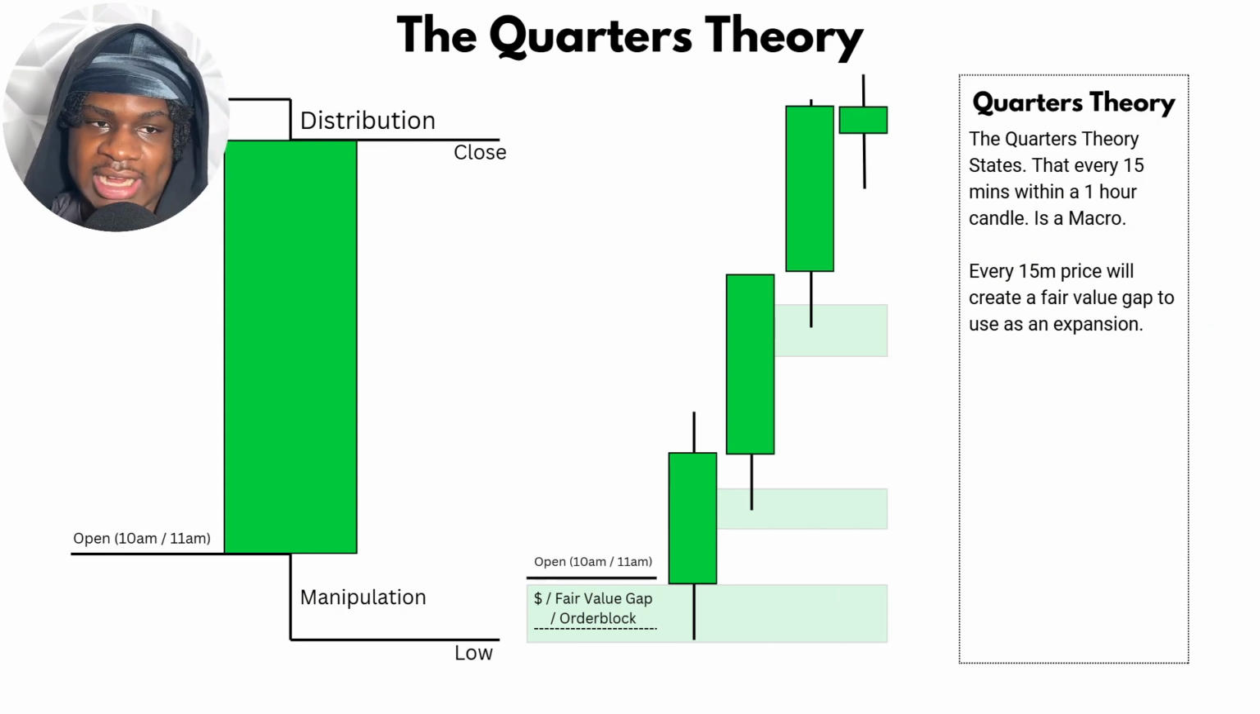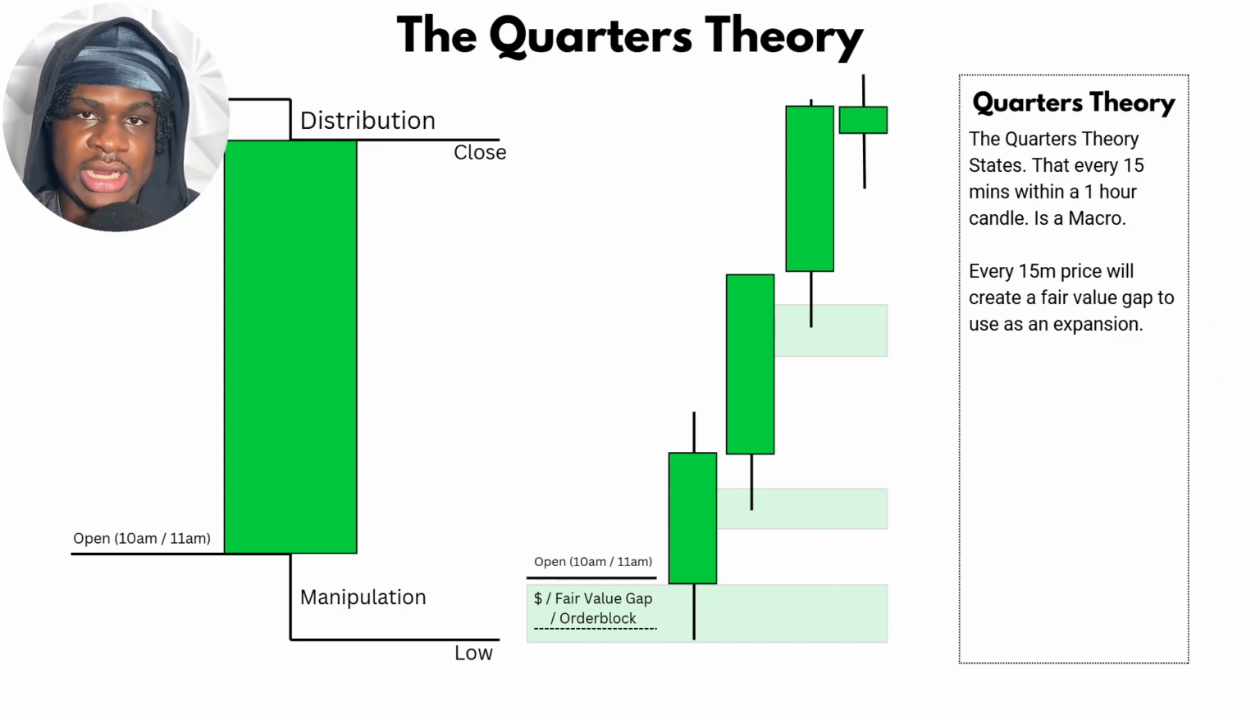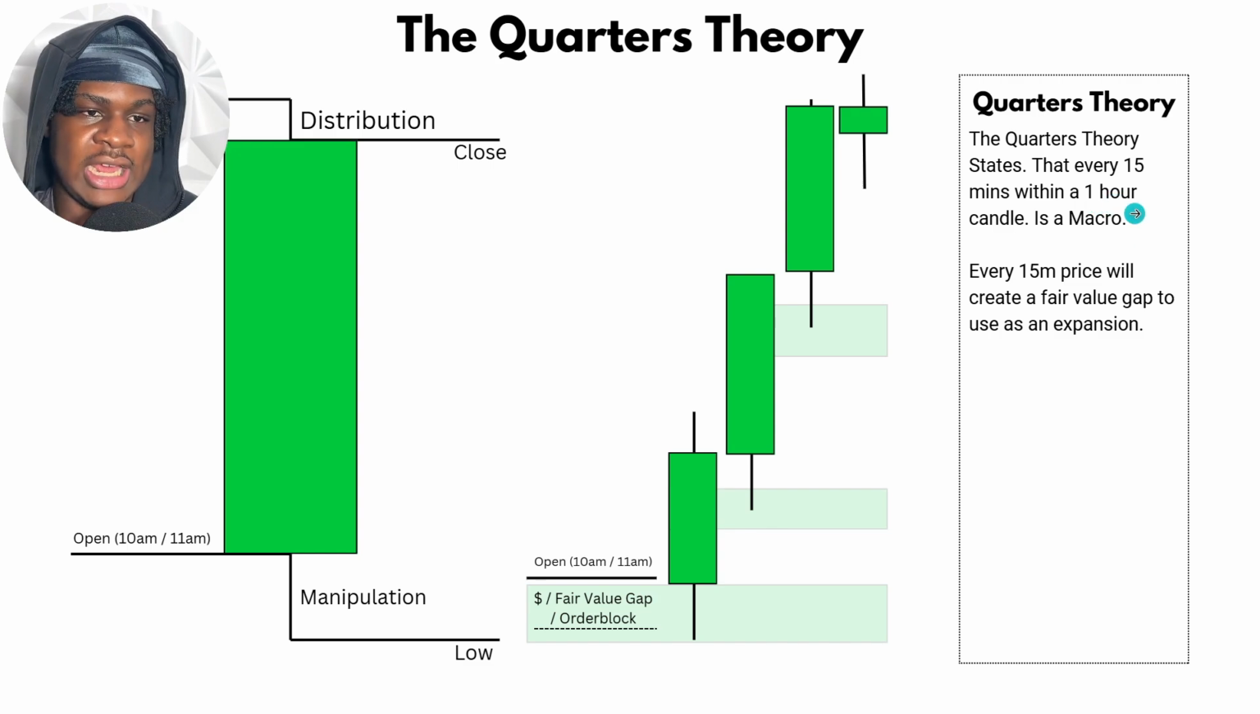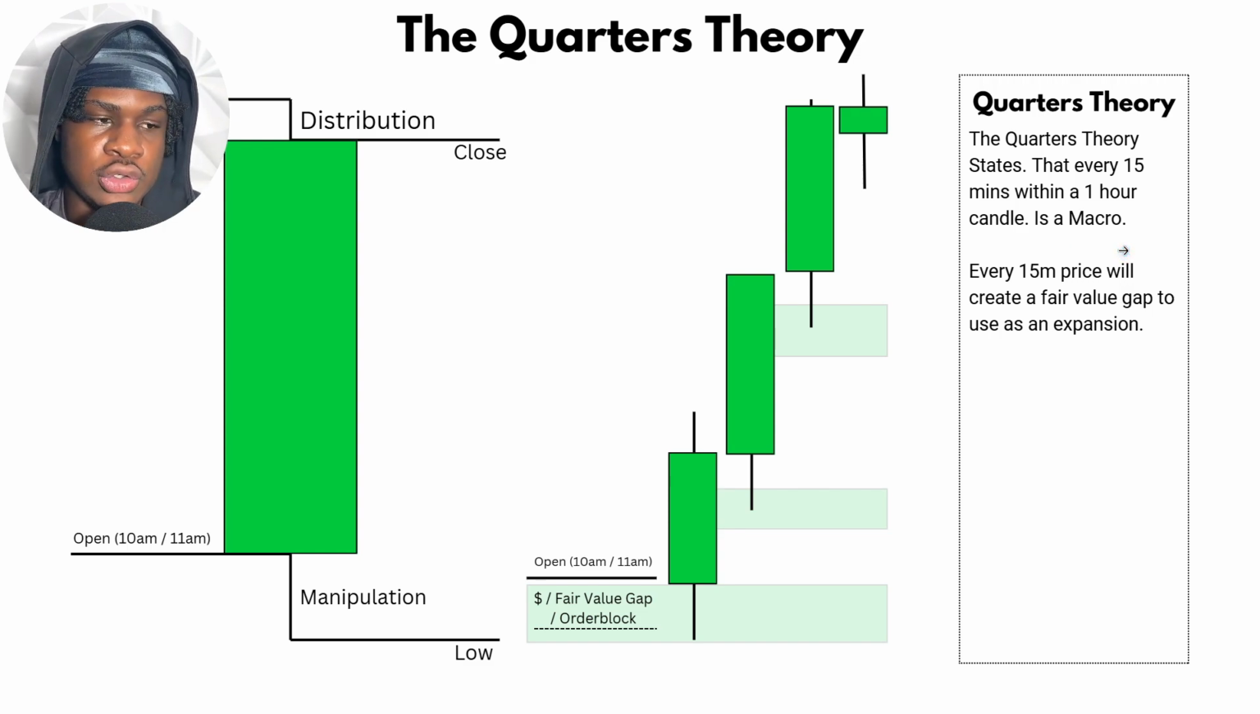Now that we've identified the candlestick anatomy theory in our H1 model, we can go into the quarters theory, right? The quarters theory is very simple. It simply states that every 15 minutes within a 1 hour candle is a macro, where every 15 minutes price will create a fair value gap to use as an expansion.